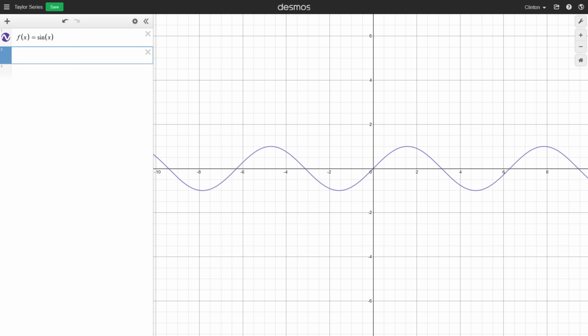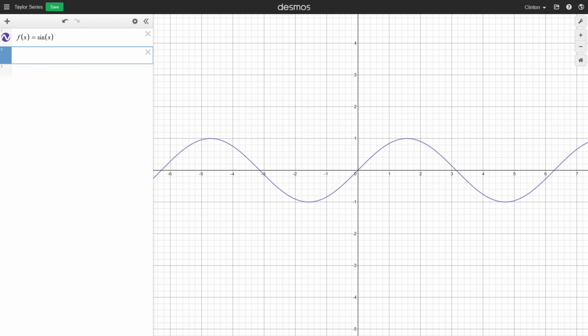All right, we're going to get started on section 10.7, which is about Taylor series, and we'll also talk about Maclaurin series, which really is just a more specific, a specifically located Taylor series, let's say. Okay, so let's talk about a function. Let's just start with sine of x.